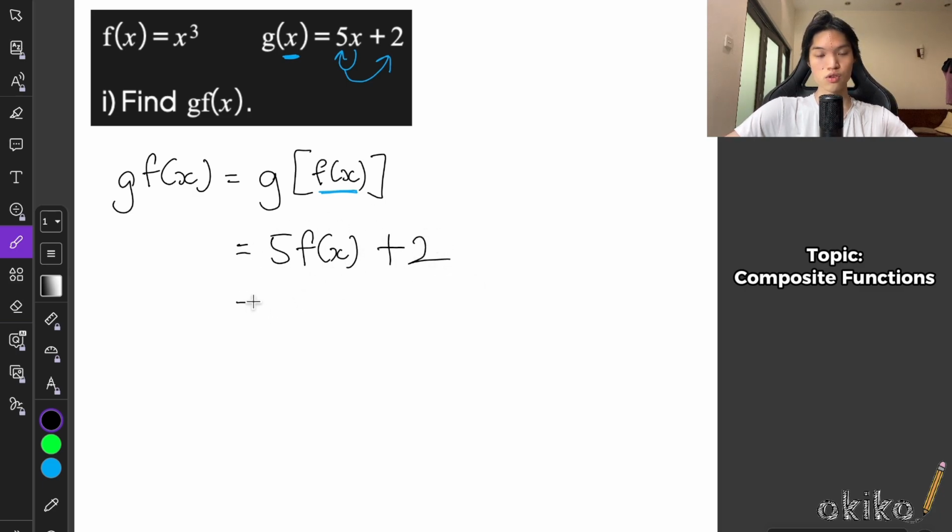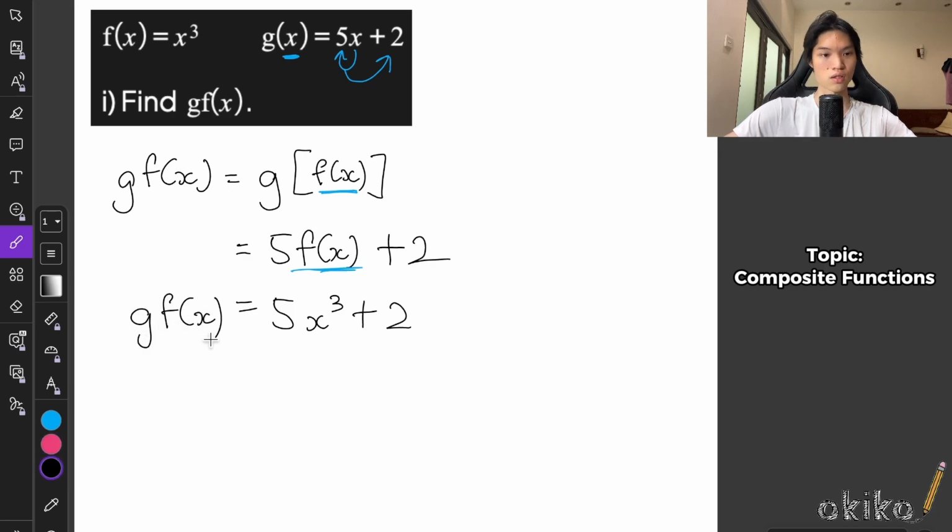After you have this, you can replace this f(x) with what it actually is. We have an expression here, f(x) equals x cubed. So you can just swap it out. So that gives you 5x cubed plus 2, because your f(x) gets swapped out for x cubed itself. And that's the expression for g(f(x)). And this is already it.